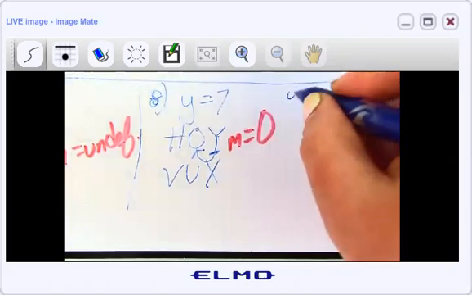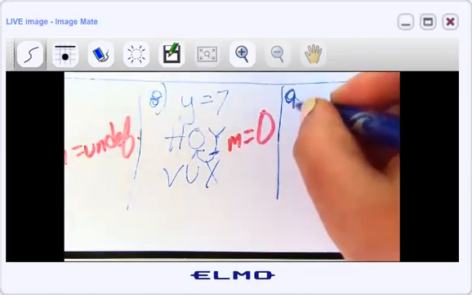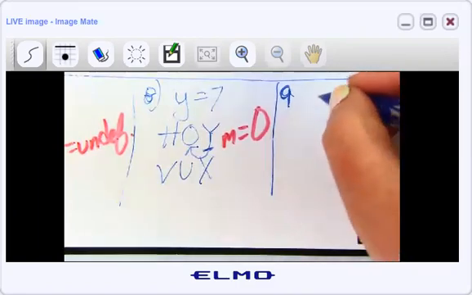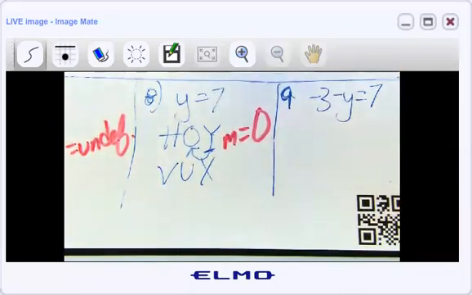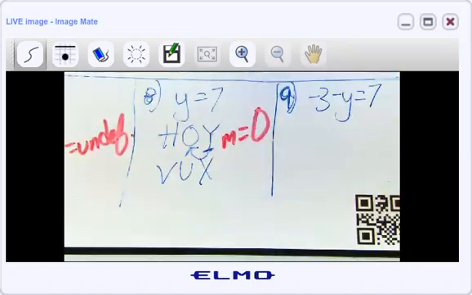Let's see if I can squeeze one more in on this page here. Number 9, let's do, what if I gave you -3 minus y equals 7? Something like that. Someone tell me, what's my slope on this one? Well, you're close. I heard y. It's not y, but what's the slope that goes with y? 0 slope. Yes, the slope would be 0.